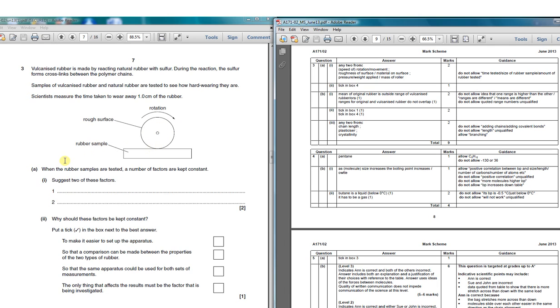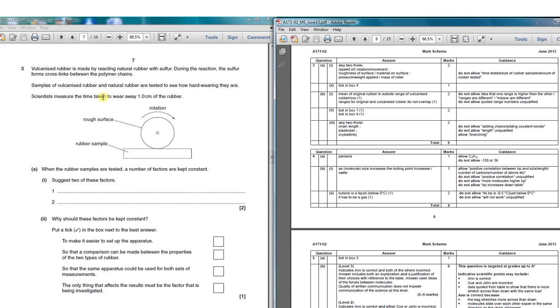Question A says, when the rubber samples are tested, a number of factors are kept constant. Suggest 2 of these factors. So if you have a look over at your mark scheme, you could have put speed of the rotational movement, you could have put the roughness of the surface, and you could have put the material on the surface. You could have also said the pressure or the weight applied. You were not allowed to say the time tested, because scientists measure the time taken to wear away 1 centimetre.